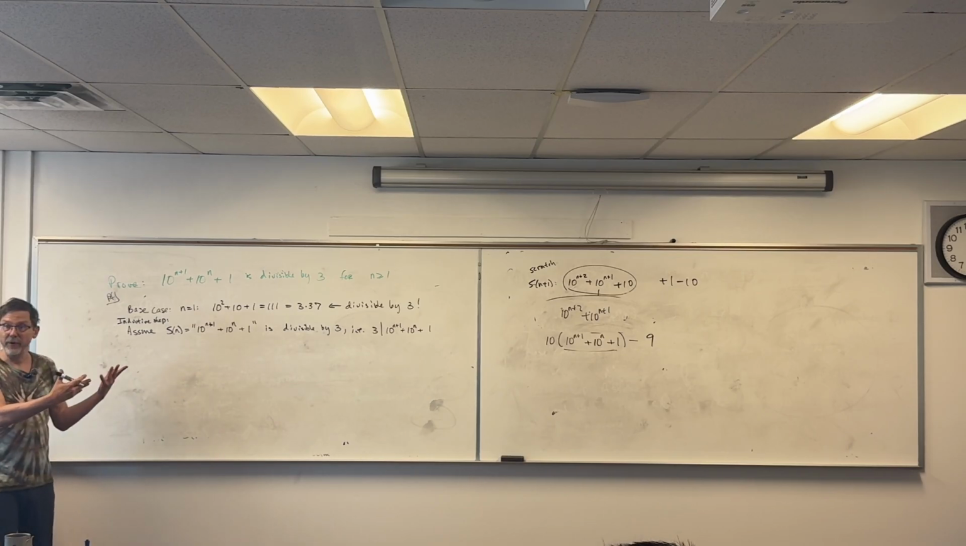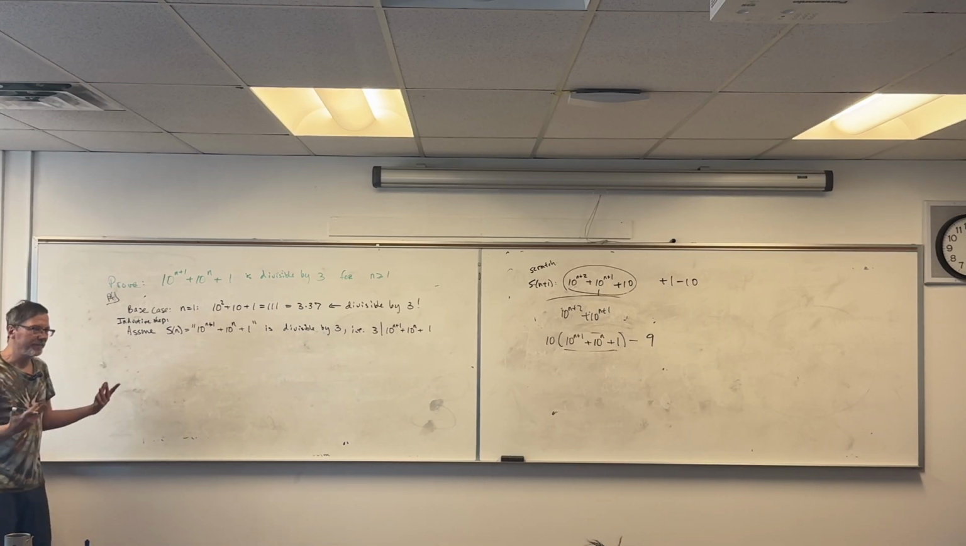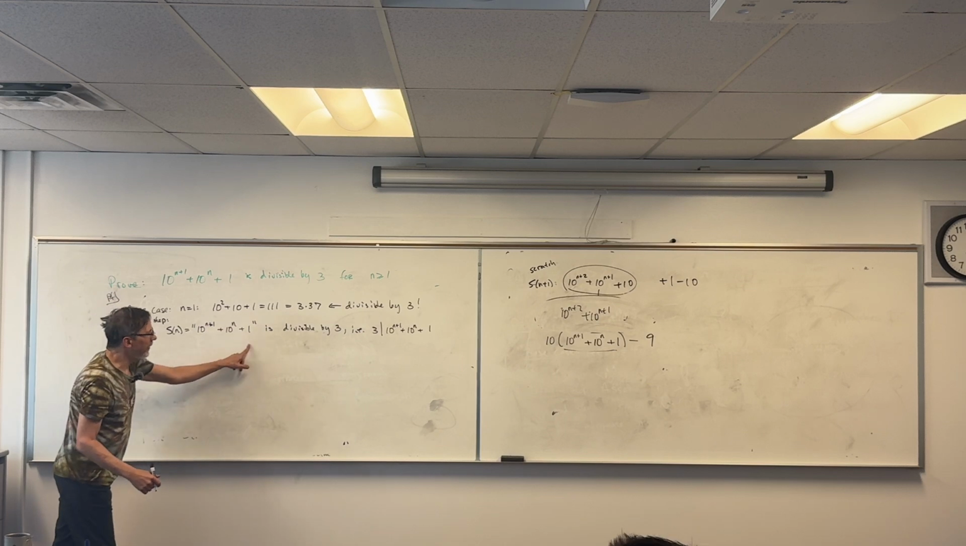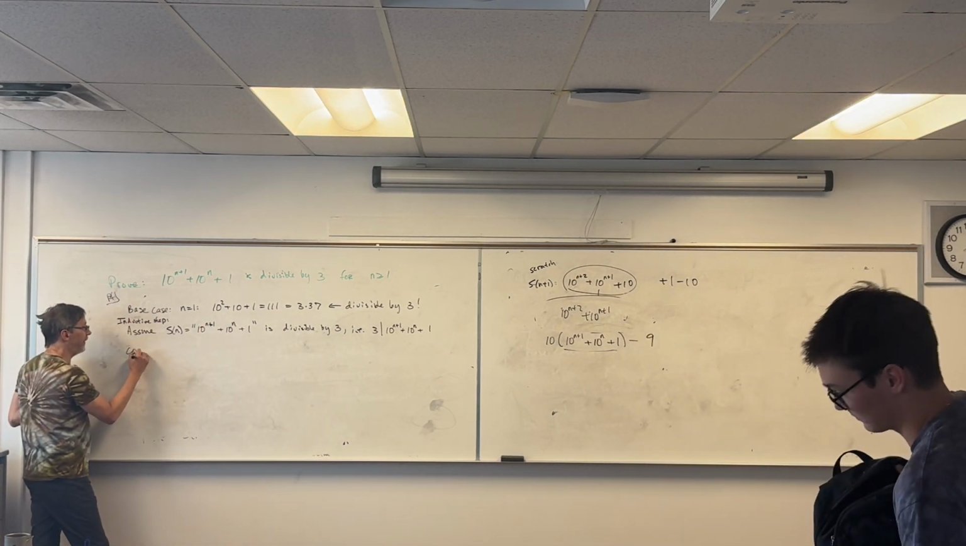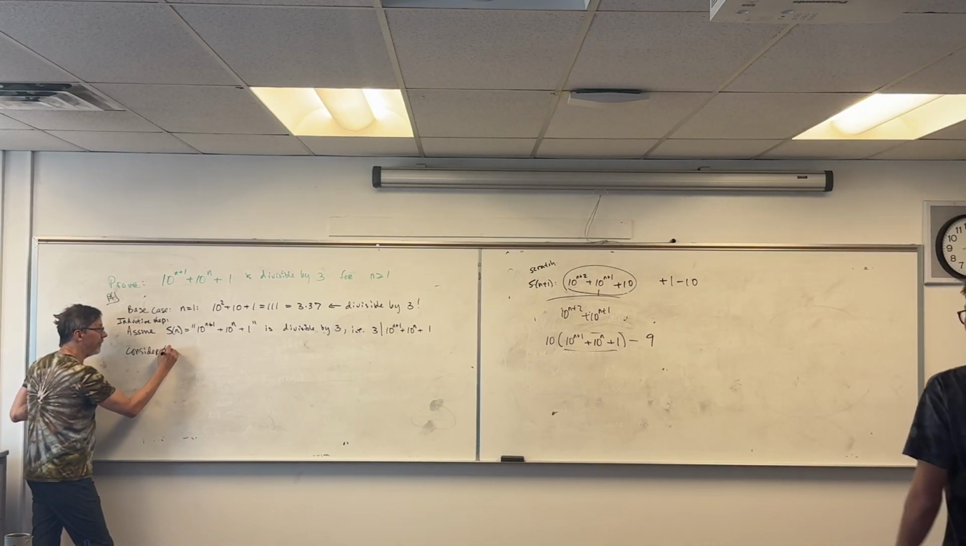Let me actually do the proof now that you've seen the trick. So we're going to assume this. We're assuming that this thing is divisible by 3. So now consider the next term.